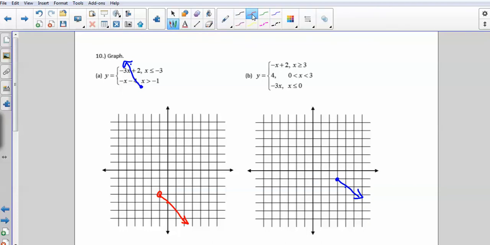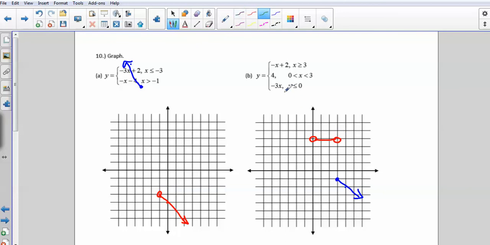All right, let's switch colors. Y equals 4 is straight across like this, but I only want it from 0 to 3, not including either of those points. So I'm going to erase this, and I'm going to erase this, and I need open dots at the end to not include those points.